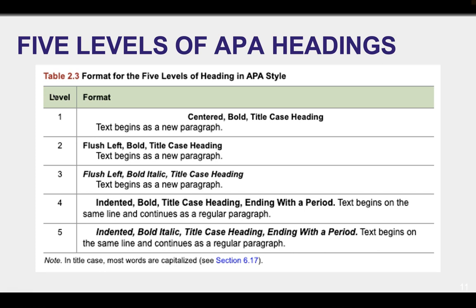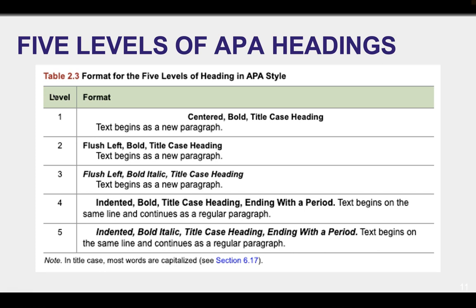Now, if you have a subheading within that, then that's going to be an APA Level 2 heading. Same thing, except it's aligned to the left, so flush left, bolded, and capitalized in title case. Now, Level 3 headings are where things start to switch a little bit, because APA Level 3 has a different appearance. Here it's going to be flush left again, bolded, and italicized.